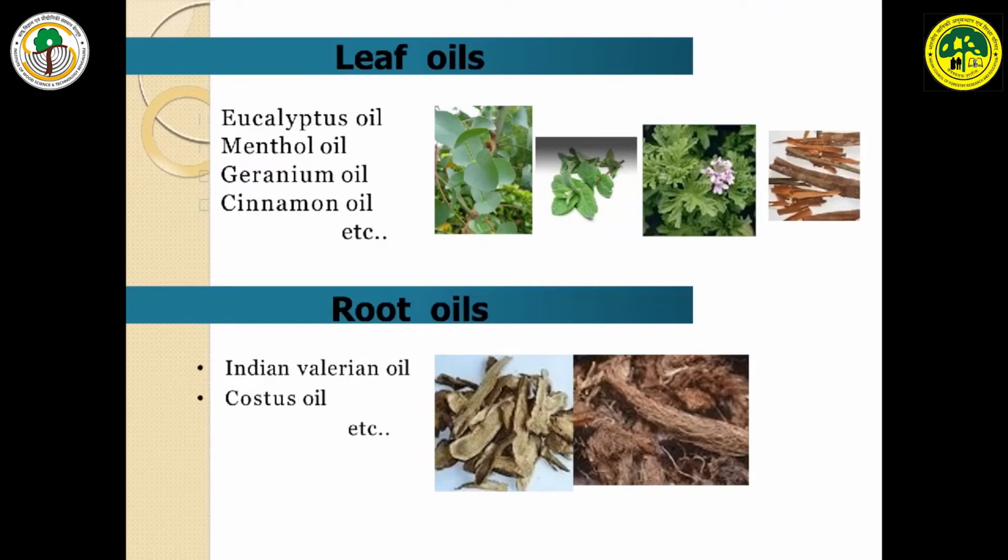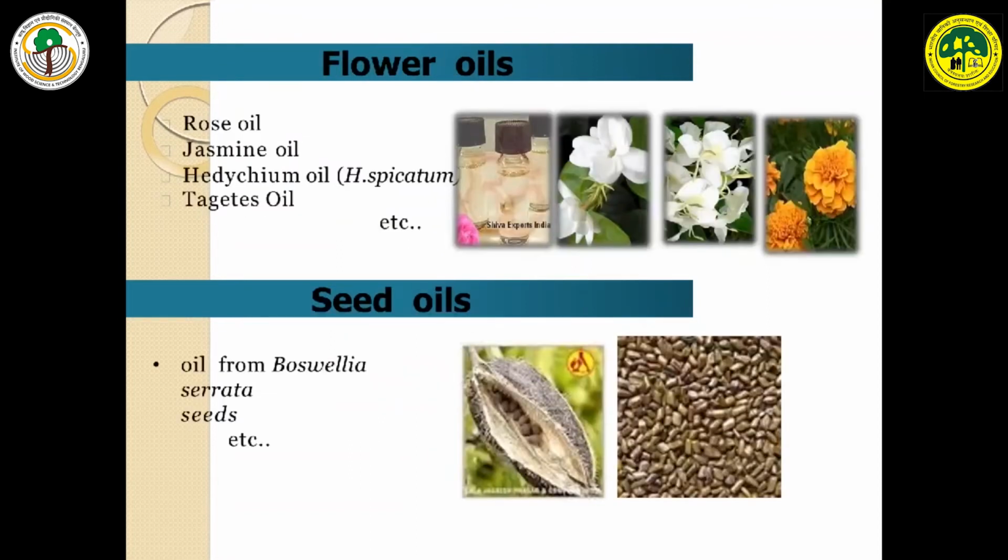Root oils, these two are the major oils extracted: vetiver oil and costus oil. Flower oils also, there are many flower oils either extracted in the form of essential oils or in the form of concrete. The major ones are rose oil, jasmine, then tagetes, then hedychium oil. The list goes on, but these are the major ones, where hedychium is also used for extraction of dye. Sorry, the tagetes is also used for dye, as well as for oil. Then Boswellia serrata, an exotic plant, naturalized in India and grown for extraction of a beautiful essential oil from the seeds.